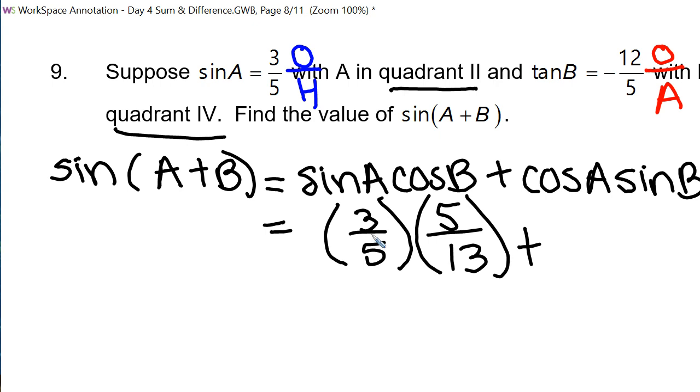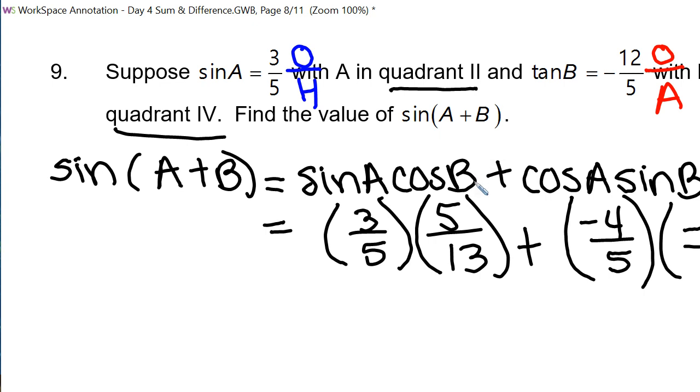Cosine of angle A, so go back to the blue triangle. What is the cosine for angle A? 4/5. Negative 4/5. And then sine for angle B, go to the red triangle, and what's the sine for angle B? Negative 12/13. Multiply your fractions. 3 times 5 is 15. 5 times 13 is 65.